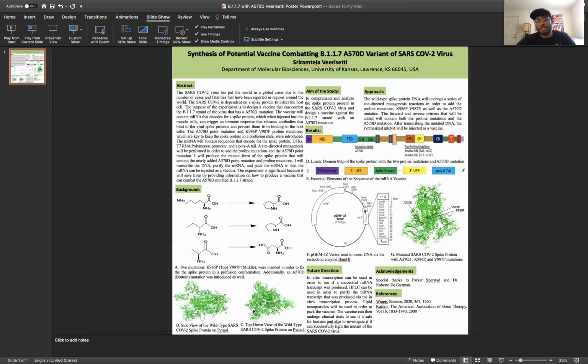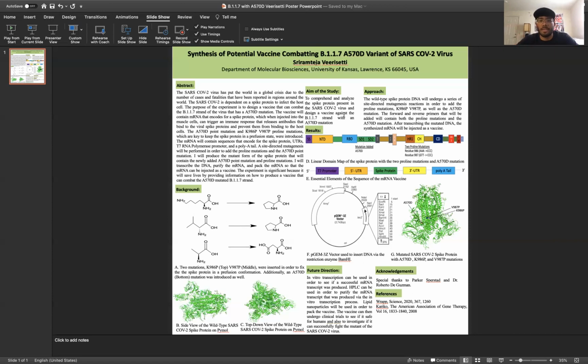I've demonstrated two images down here, image B and C, to show you the top down and side views of the wild type spike protein itself. It's very important, I think, to understand how the spike protein looks to appreciate what's going on with this vaccine that we're going to create.